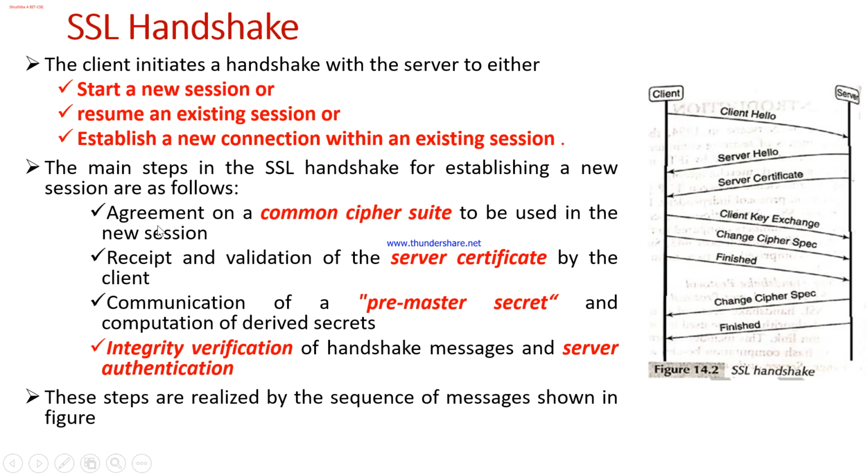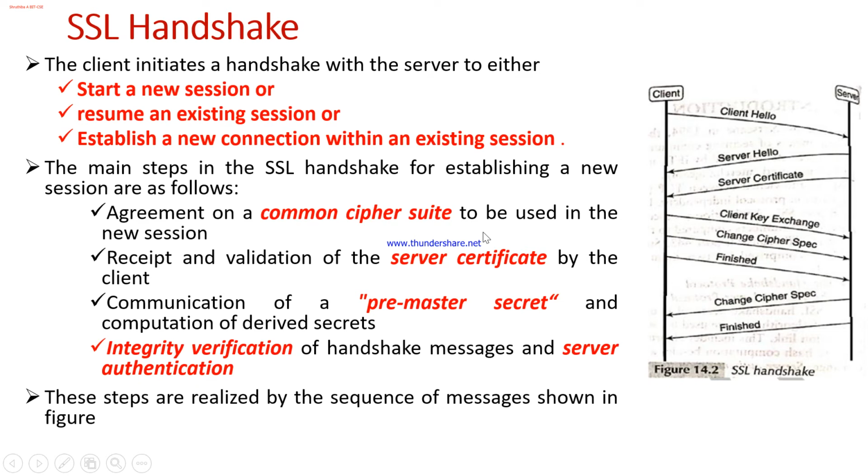First we'll go with an agreement on common cipher suite. Next the receipt and validation of server certificate takes place, and next the communication of pre-master secret takes place, and next the integrity verification of handshake messages and server authentication. These are the steps which actually happen when it comes to handshake. As I already mentioned, first we'll be negotiating on the secure algorithms. That is what is mentioned here, common cipher suite.